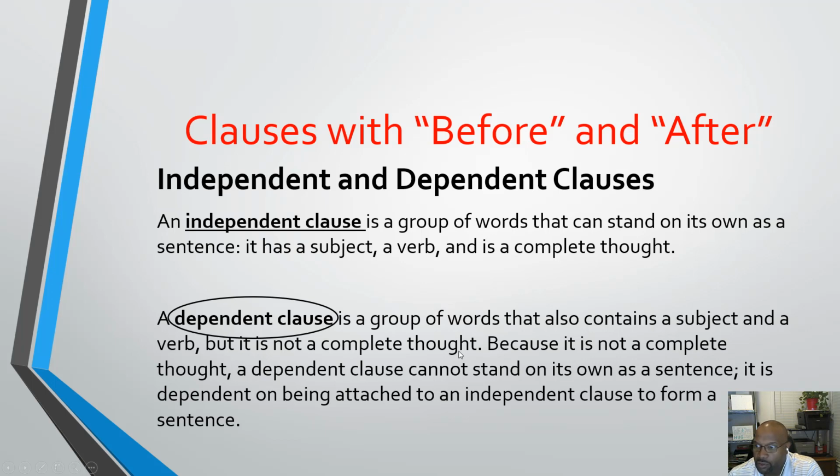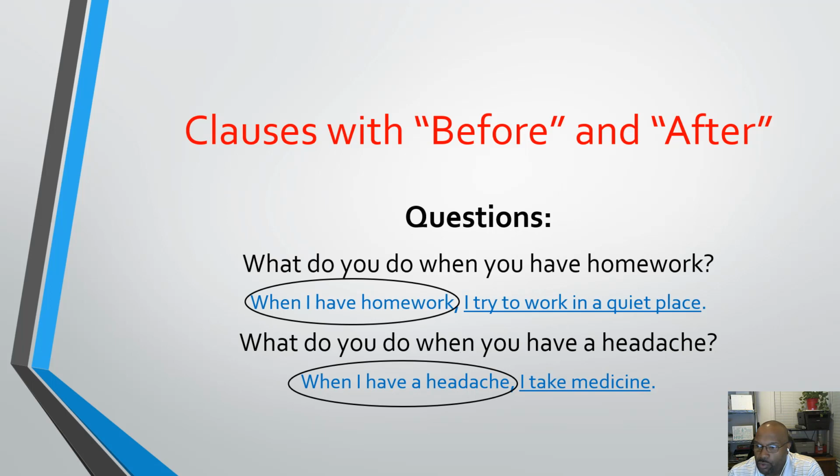So let's go back to my two questions. What do you do when you have homework? When I have homework, now I've circled this, so this is a dependent clause, right? If I just left it like this, when I have homework, you'd ask the question, what? When I have homework, what? Keep going, right? So, comma, I try to work in a quiet place. If I said, I try to work in a quiet place, that's a complete thought, all right? And I've underlined that. So that is our independent clause, all right? So I try to work in a quiet place when I have homework. All right, that's another way of writing that.